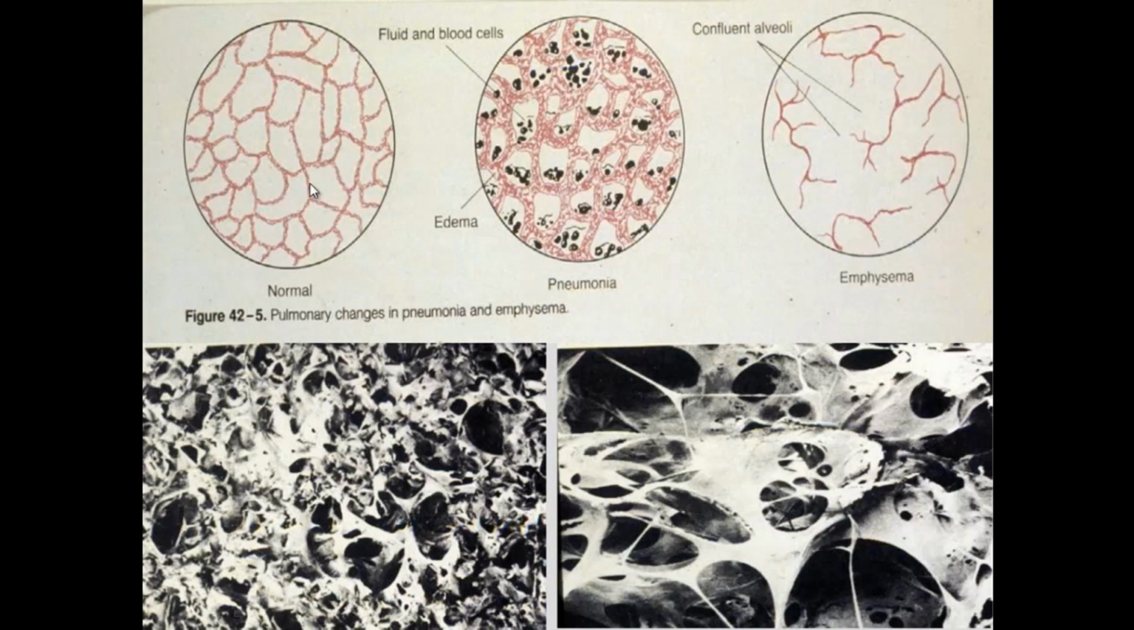This is a normal lung, which has the pink and the white, as you can see. And in the case of pneumonia, the wall is swollen and thickened, too much pink in relation to the rest. You also have white blood cells on the surface. Emphysema is too little pink. The walls are actually eroded away.